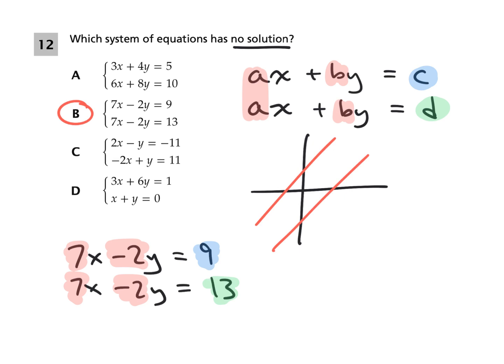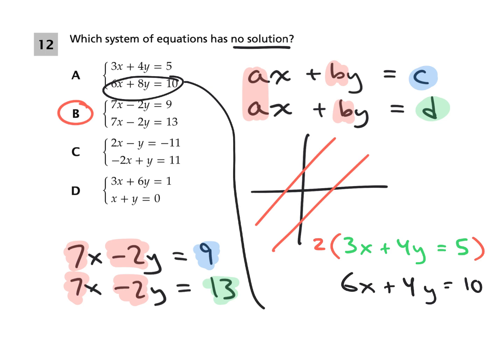Let's look at A, and you might think, hey, that one we could just skip, right? They're not the same at all. But the 3x plus 4y, let me just write that down. 3x plus 4y equals 5. Well, we can change that by multiplying everything in this by 2. And then what we'll get is 6x plus 4y equals 10. And then writing this right here, 6x plus 4y equals 10.